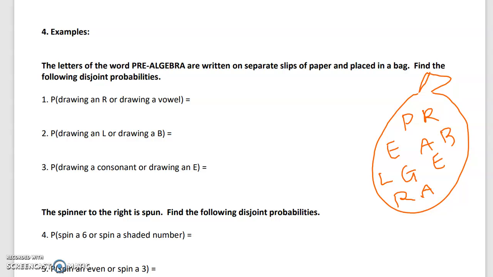Well, there are 10 letters in the bag. 2 of them are R's, so we have a 2/10 probability of drawing an R. 4 of them are vowels, the A's and the E's, so we have 4/10 of drawing a vowel, which gives us 6 out of 10 opportunity or probability of drawing an R or a vowel, and that simplifies to 3/5.